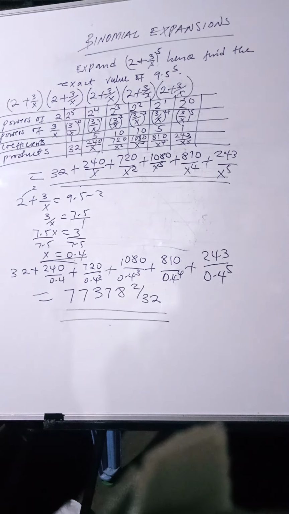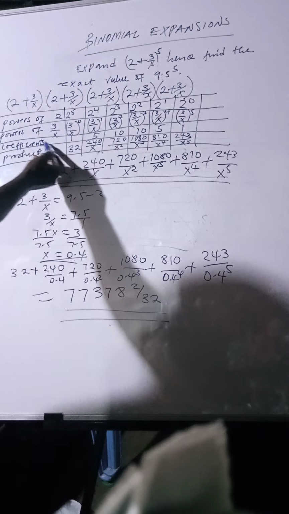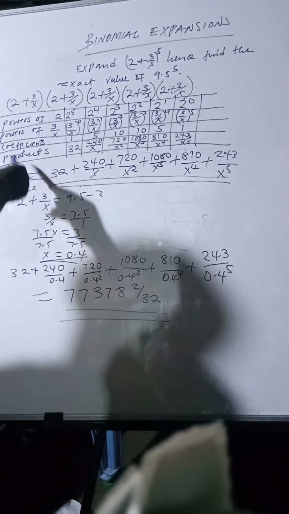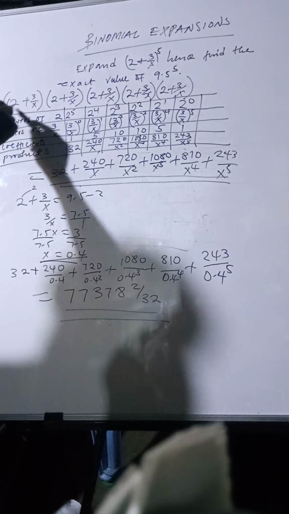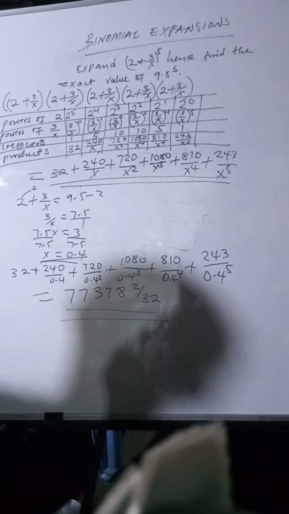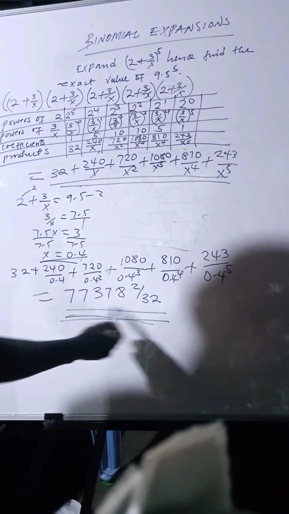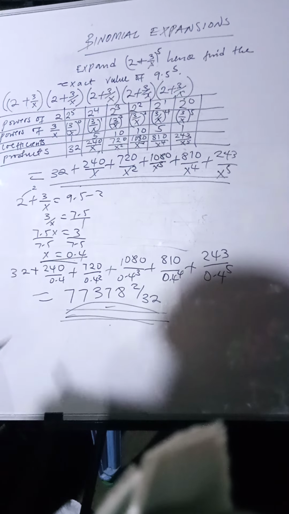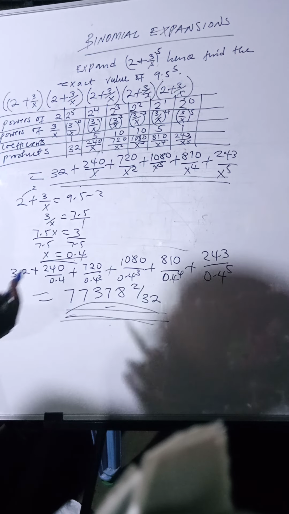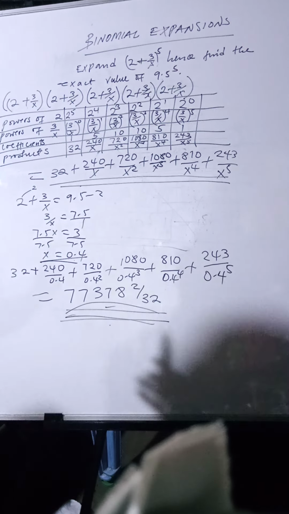You can easily do that using the Pascal triangle to get the coefficient you expand. So if you just expand manually, you'll find that it is very difficult. But now if you use the table or the Pascal triangle, you will find it to be like that.